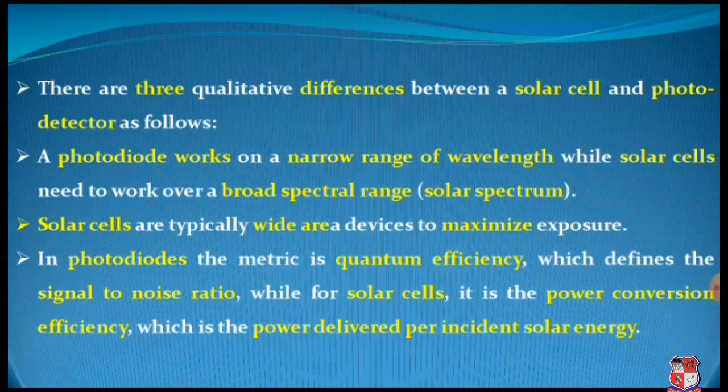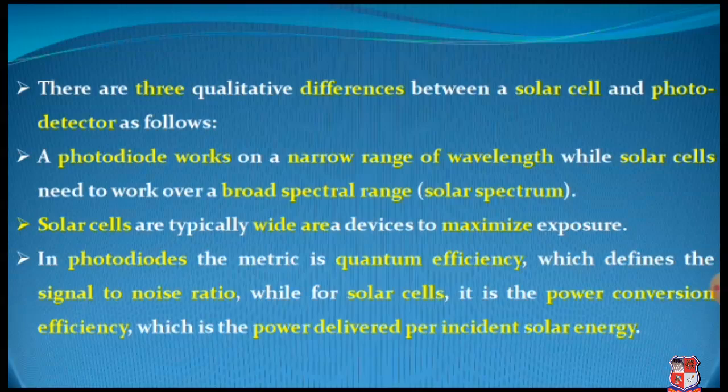Solar cells are typically wide area devices to maximize exposure, so that the maximum amount of light energy can be utilized and converted into voltage and electric current. So a wide area is occupied in the solar cell. In photodiodes, the regions are prepared on the front surface of the solar cell or photodetector.